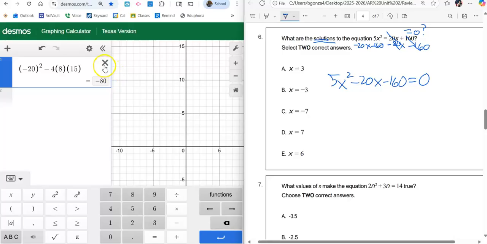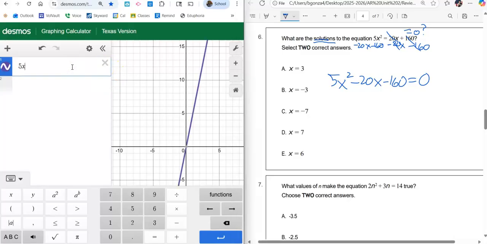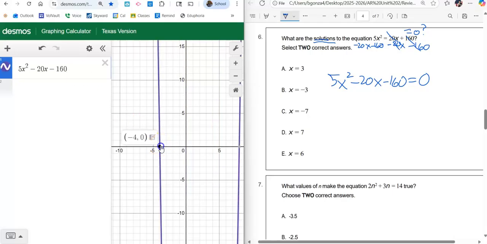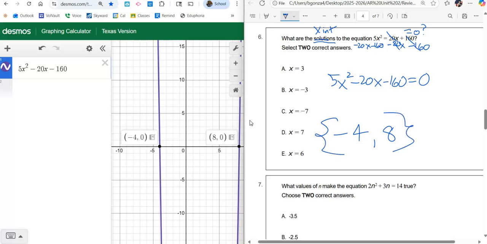And if you want solutions, once again, you can just type it in the calculator. 5x squared minus 20x minus 160. Click those solutions, -4 and +8. Solution is an x-intercept, -4 and +8. Now, there's a typo here. None of these are right.